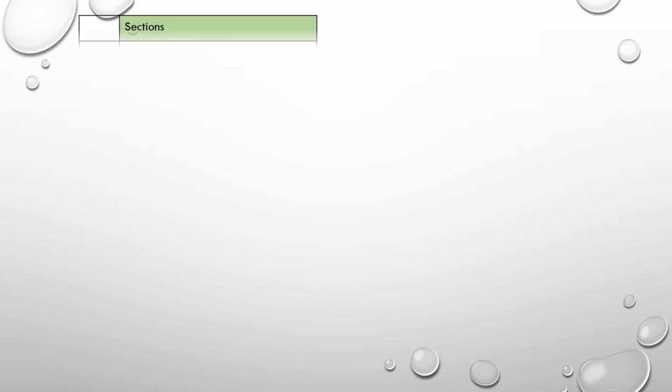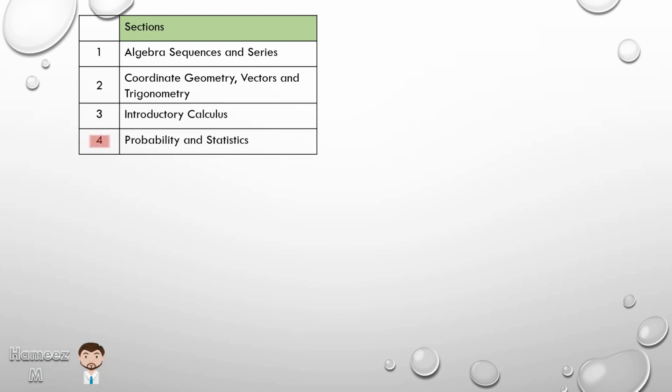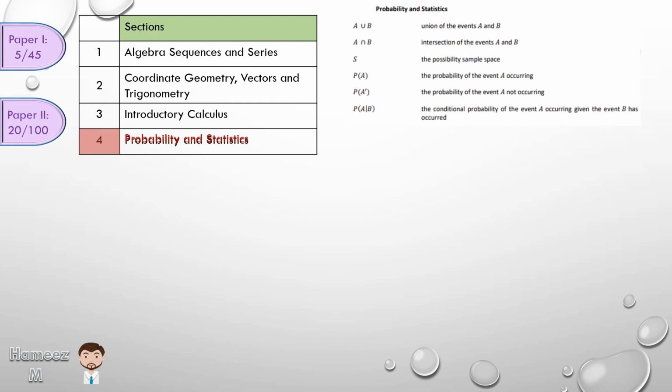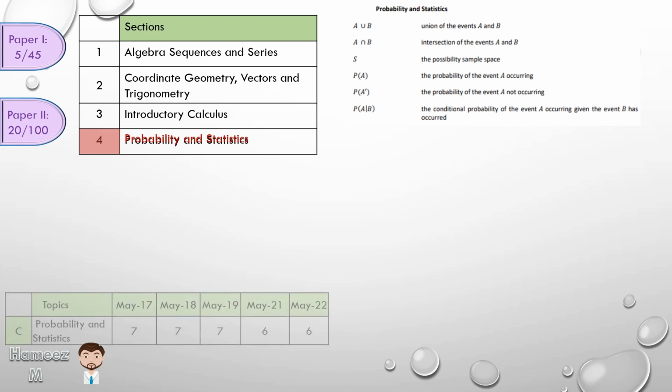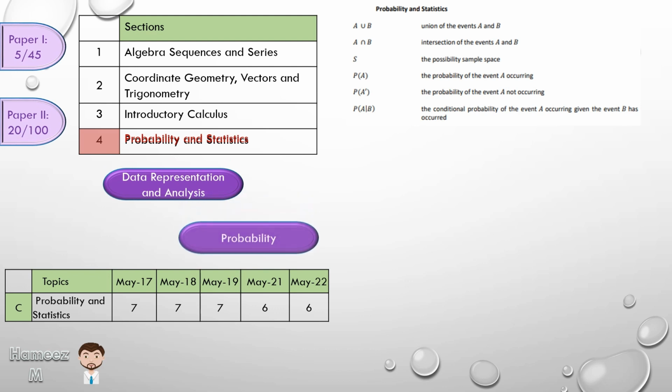Let's look at the 4 major topics in additional mathematics, and this video specifically looks at section 4, probability and statistics. This question is tested for 5 multiple choice questions out of the 45 in paper 1 and 1 full question worth 20 marks out of the possible 100 marks in paper 2. We can see the suggested symbols to be used from the syllabus, and this topic is broken up into 2 major parts. First of all, data representation and analysis, and then probability.